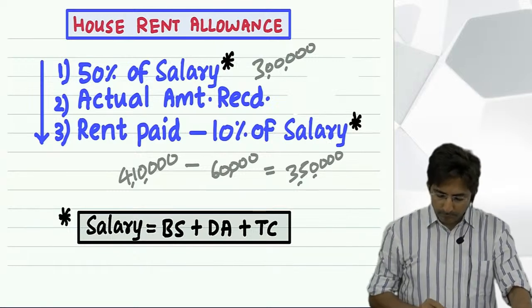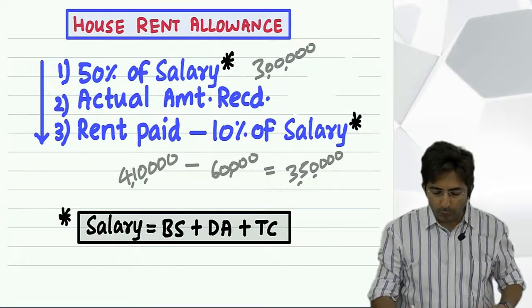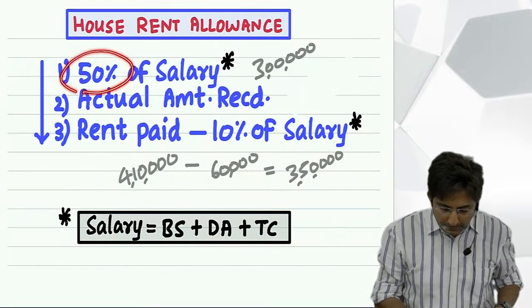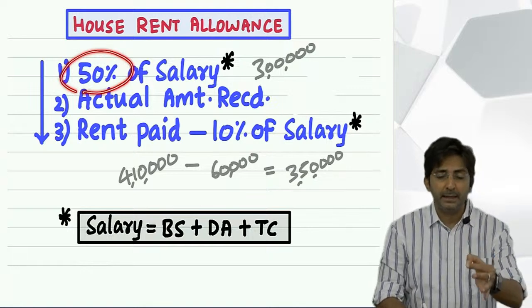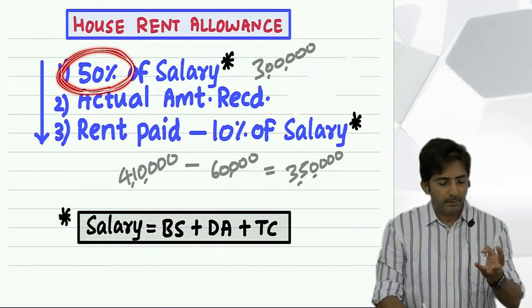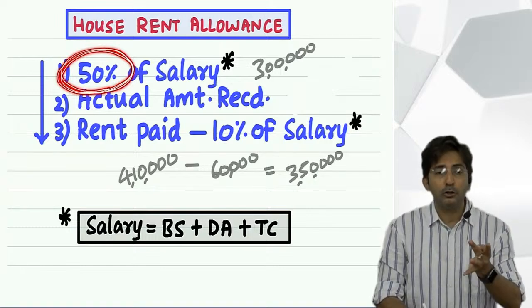So, this is clear, now look, wait. This 50% is fixed, right? Yes. But this 50% is only if you are paying rent in metro cities. Mumbai, Delhi, Kolkata, Chennai.